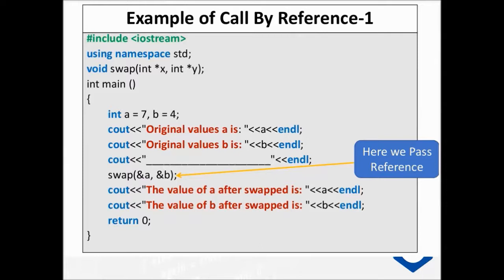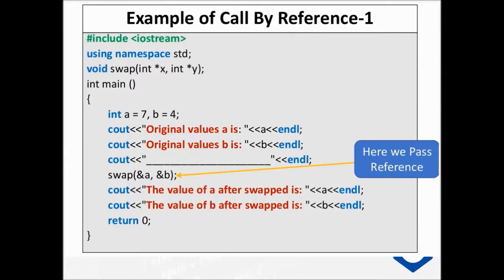Then into the main program we similarly use two variables a and b and pass values 7 to a and 4 to b. Then we display the value a and b on the screen. Then we use pass by reference call of the function which is swap, and instead of a and b we write &a and &b, where a and b are used as a reference.